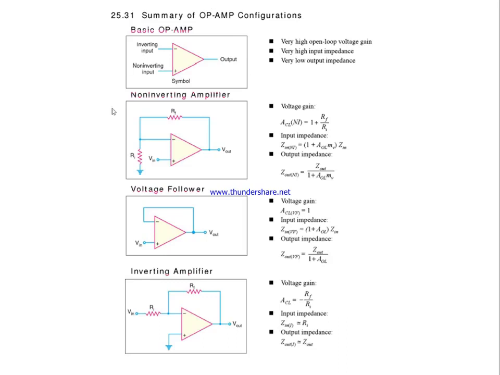So this is the summary of all op amp configurations. This is an ideal op amp: very high open loop gain, input impedance very high, output impedance very low. When it comes to a non-inverting amplifier, voltage gain is 1 plus Rf by Ri, and these are the equations for Zin and Zout. When it comes to a voltage follower, the closed loop gain will become 1 and feedback factor is also 1, so the input impedance and output impedance follow. When it comes to an inverting amplifier, this is it. So we have discussed all these cases, and this is the summary of different types of op-amp configurations.